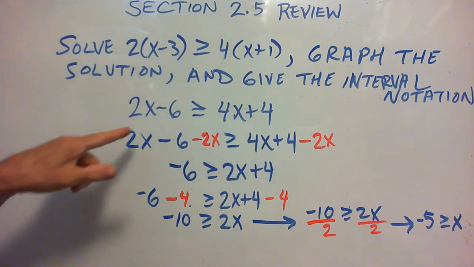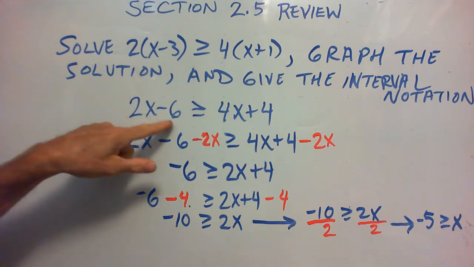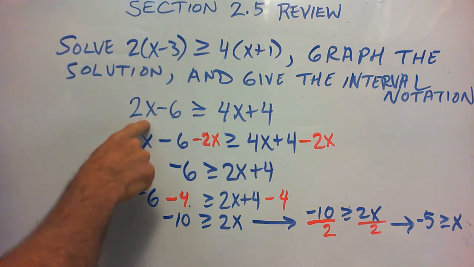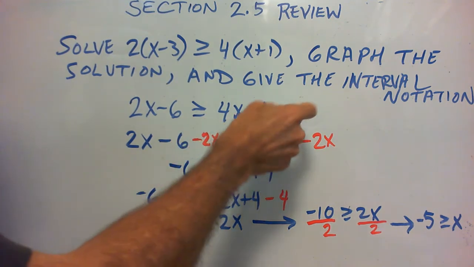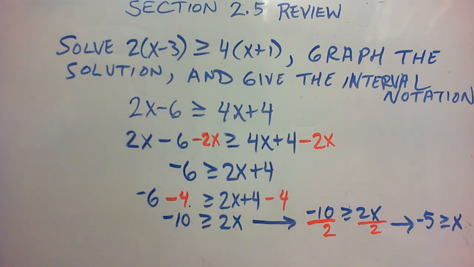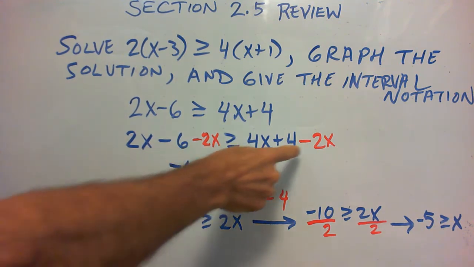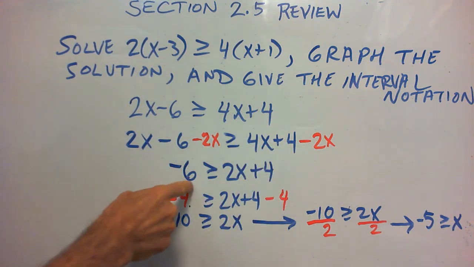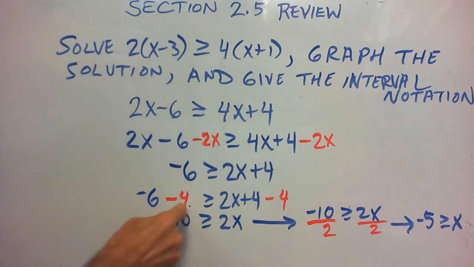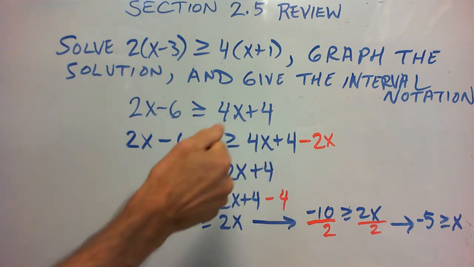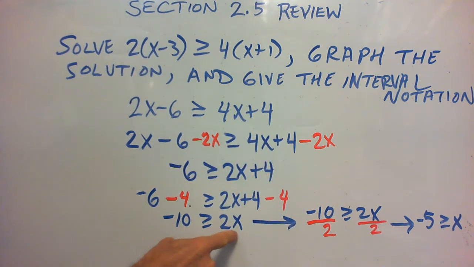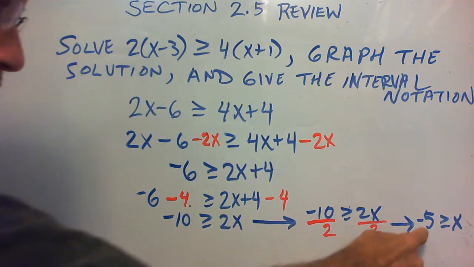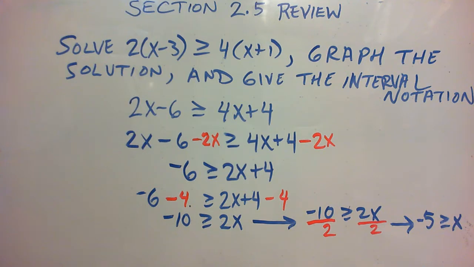Okay, so we start out by distributing. That would be your first step no matter how you're doing this. And you get 2x minus 6 greater than or equal to 4x plus 4. Now you have a bunch of different options here as to how to solve it. You may have done it differently, but if you've done everything correctly, we should get the same answer. In my case, I subtracted 2x from both sides to give me negative 6 greater than or equal to 2x plus 4. And then I subtracted 4 from both sides. And that gave me negative 10 greater than or equal to 2x. And then divide both sides by 2. That gave me negative 5 greater than or equal to x.